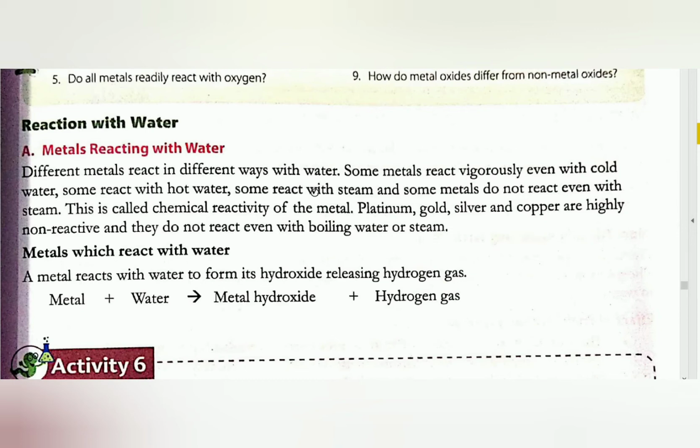Like platinum, gold, silver, copper. These are highly non-reactive metals, so they do not react even with boiling water or with steam. Generally, when a metal reacts with water, it forms metal hydroxide and produces hydrogen gas. Like metal plus water forms metal hydroxide plus hydrogen gas.